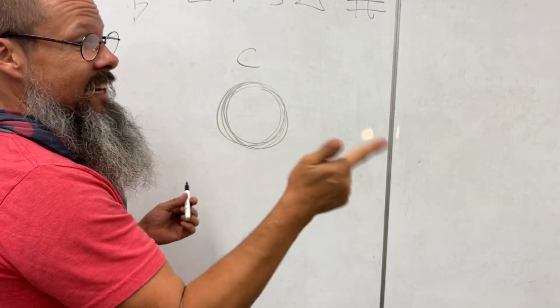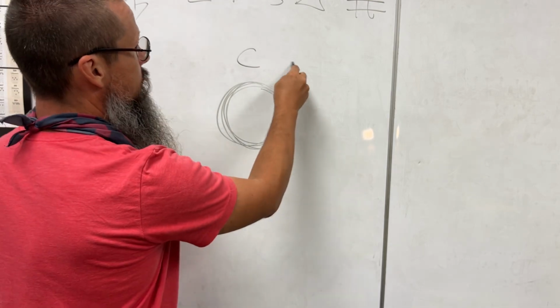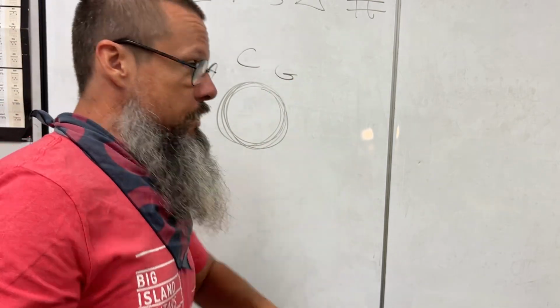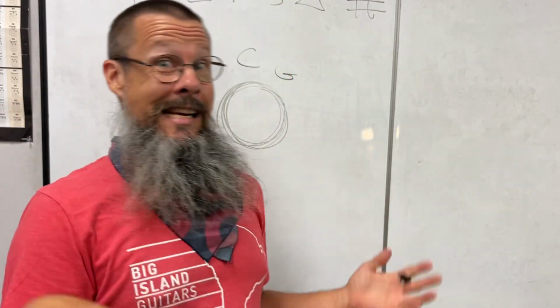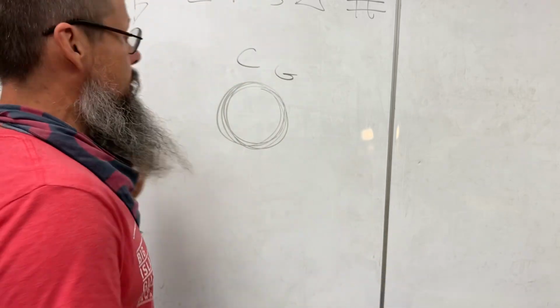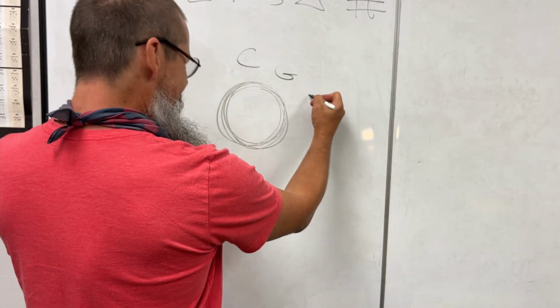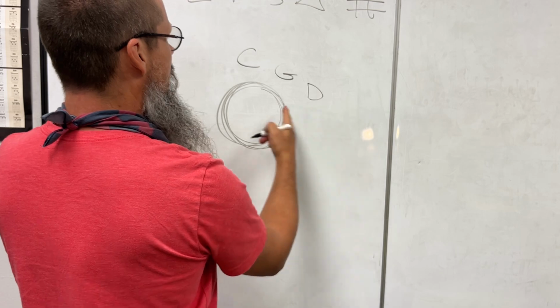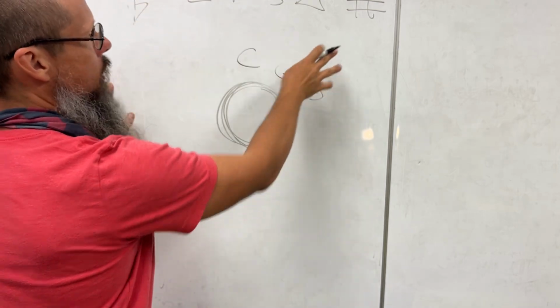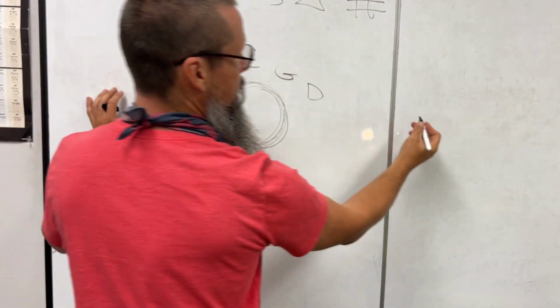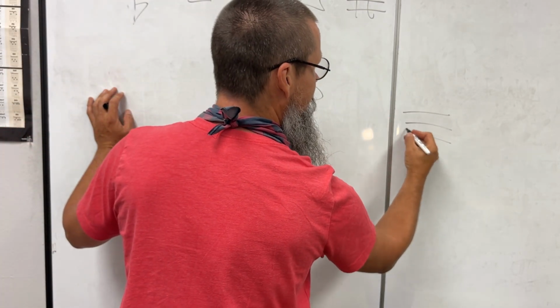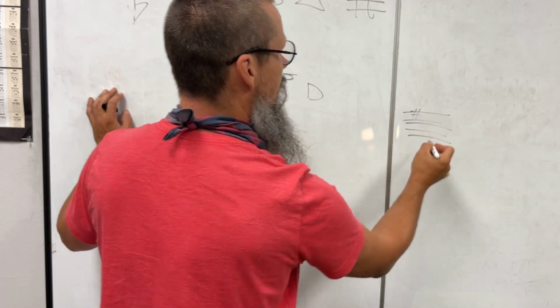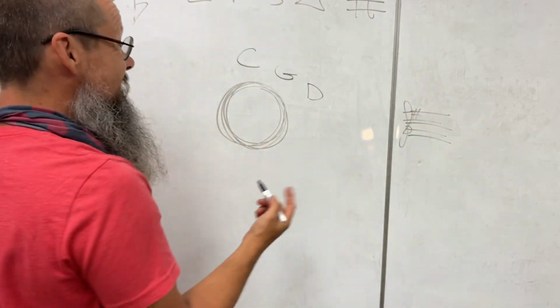So C, D, E, F, G. Nothing wrong with using your fingers in the beginning. You eventually just will know C, G, D, A, E, B, F sharp, C sharp. When I say that, I know what that means, but what does that mean to us? C major has no sharps or flats. When we go to G, that means that when we view the key signature, we will have one sharp. That sharp is the note F.